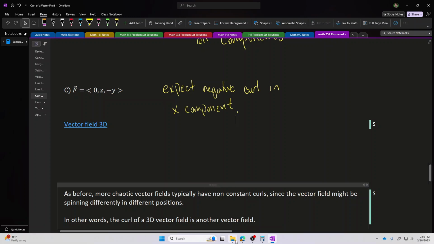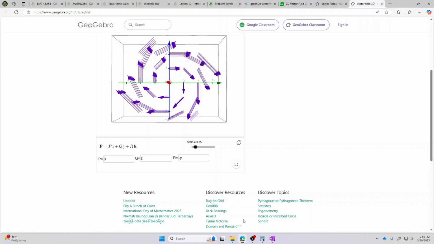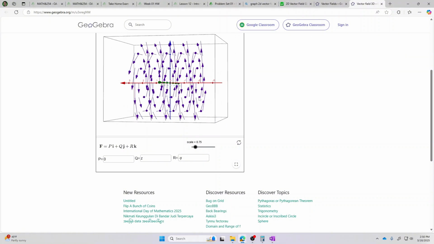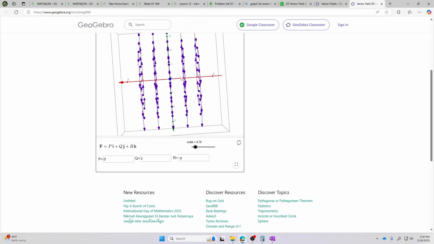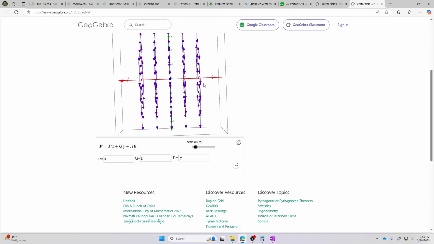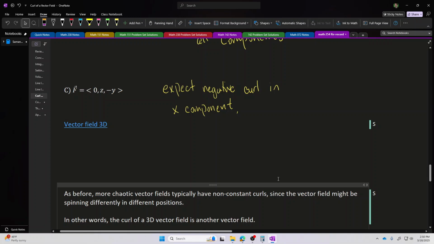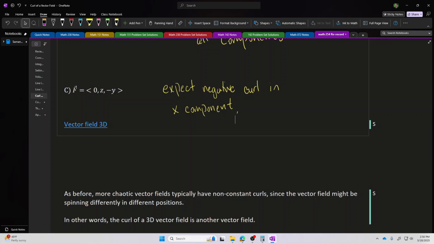If I look at that same vector field down the length of the positive y-axis, I'm not really seeing a swirling around that axis. If I look down the length of the positive z-axis, I'm not really seeing a swirling around that axis either. So this is a vector field that is probably going to have a curl with zeros in the y and z components.